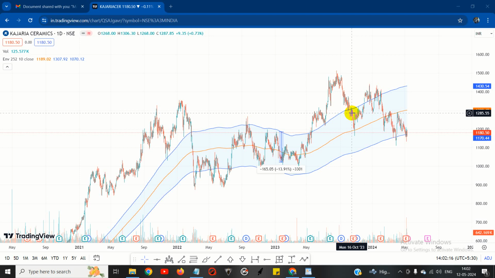Hello everyone, this is Innovative from Market Warehouse, and in this video we will learn how to use the second technique that we call the envelope strategy. So this is the envelope strategy. I will show you how to add it.